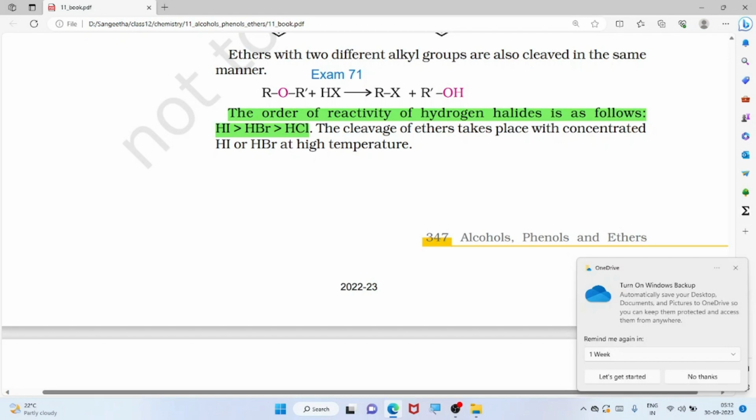Reactivity of the hydrogen halides: iodide greater than bromide greater than chloride.